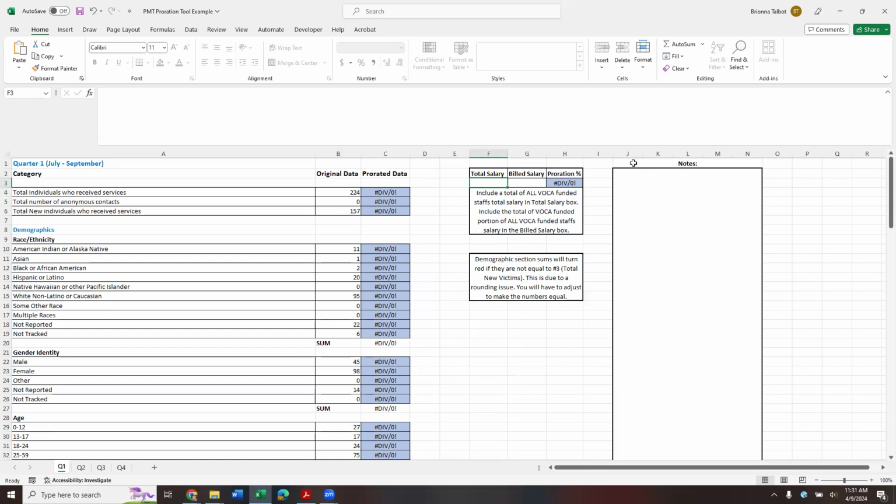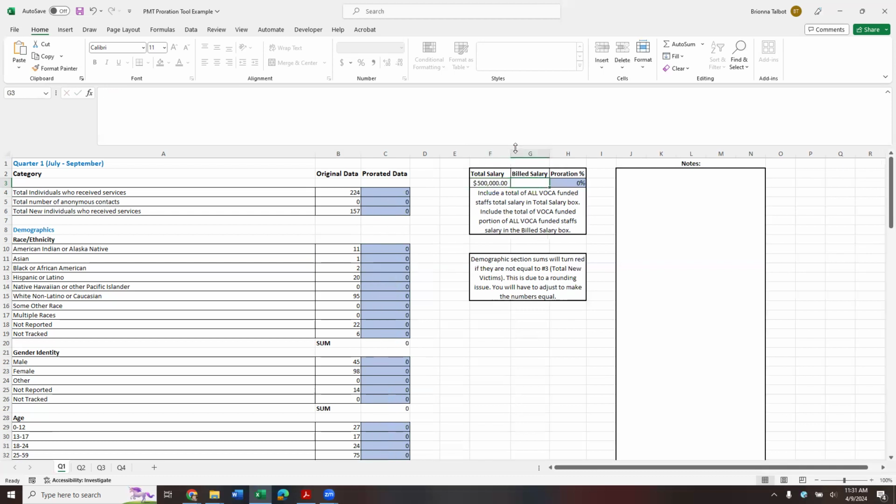So what you can do is you can put in your total, instead of up here, you're going to think your total budget instead of total salary. So you'll put in your total budget, which we're going to say is 500,000 just for ease, and then you're going to put in your grant amount.